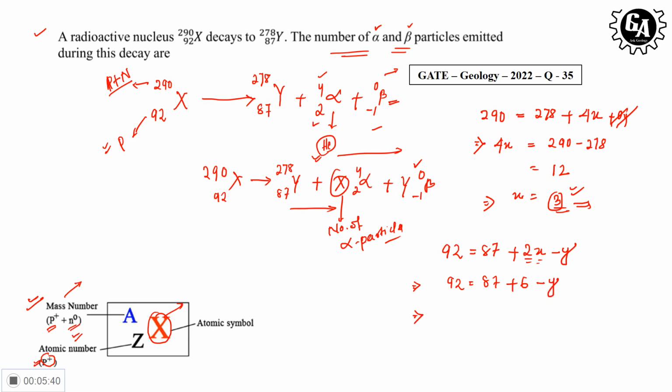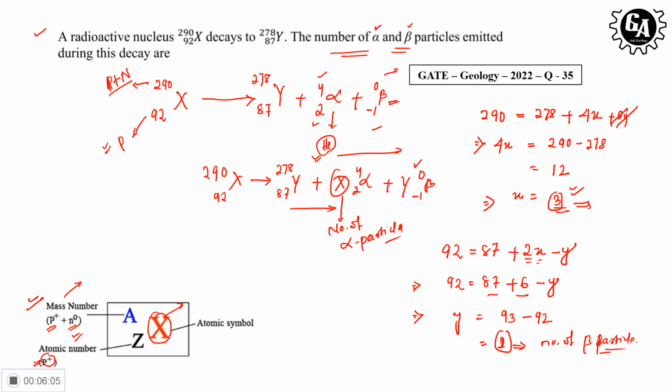So if we take this y to this side, then 87 plus 6, what is the value? 93. 93 minus 92 is equal to 1. This one is the number of gamma particles, sorry, number of beta particles.